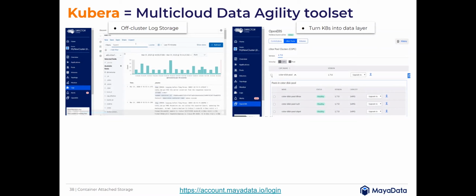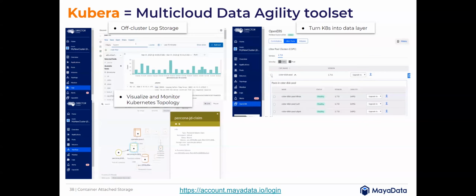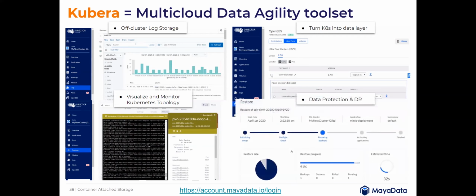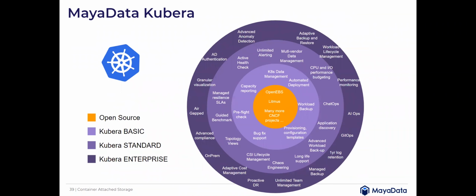And on top of it, you can use Kubera to turn your Kubernetes into a data layer by managing, deploying, provisioning OpenEBS, and with different storage functionality, breaking cloud locking, similar to what we are doing for the S3 part with our partner Cloudian. And then this part I touched a bit, topology. You can also get into log view, live log view, and access to your pods. In the last part, we talked about data protection and DR. So you get much more with Kubera.